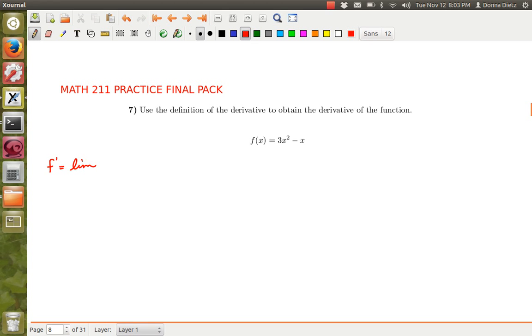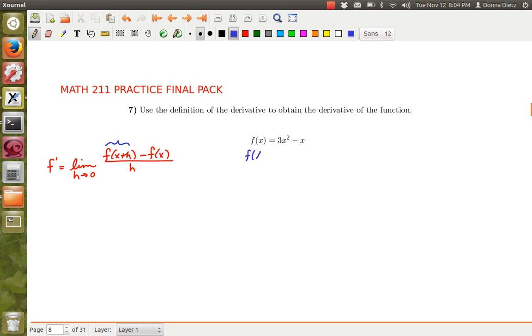Okay, so the definition of the derivative is the limit as h goes to 0 of f of x plus h minus f of x all over h. So you would get some credit for just giving that much. But you see that this piece over here is something we have to think about.